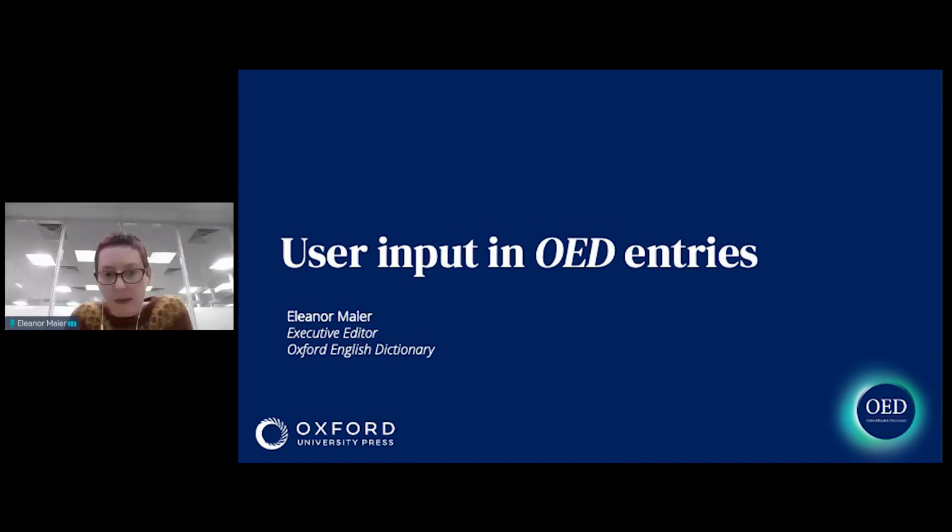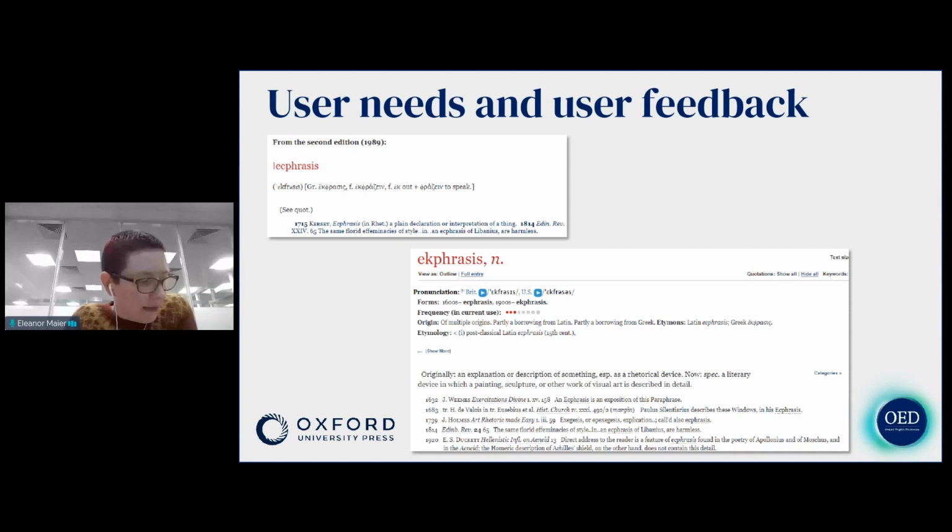And many of the suggestions have been added by editors in the course of their work. But we also look to our users for new word suggestions, whether that's through targeted appeals for specific types of vocabulary, or, as I mentioned, looking at failed searches on the website, or from slips or online submissions that users have sent in. So that's just one of the ways in which the OED responds to user needs and user feedback.